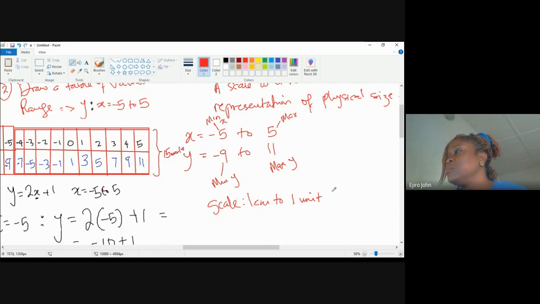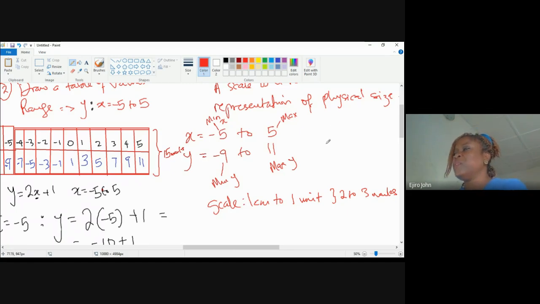Your scale should be worth 2 to 3 marks. So if you plot a graph and you do not write the scale, you have missed 3 marks in that question. Okay, so now let's go ahead. What do we have next?